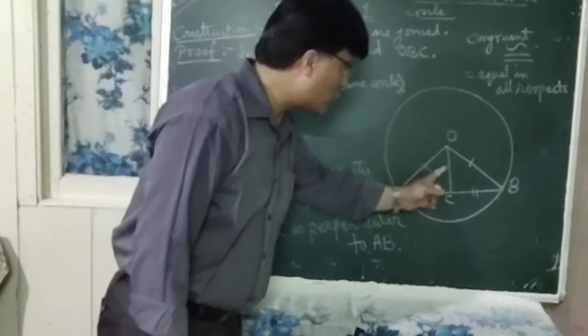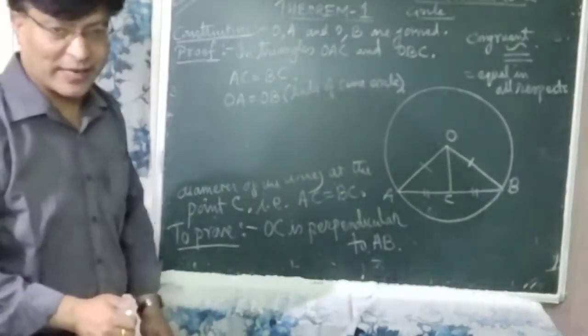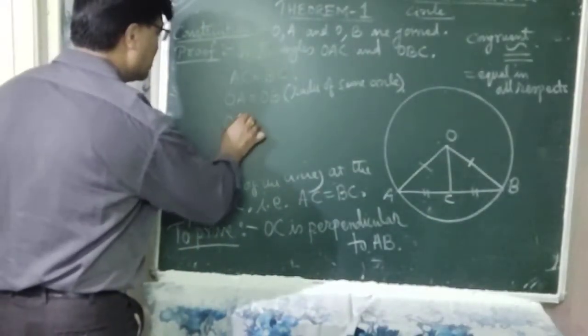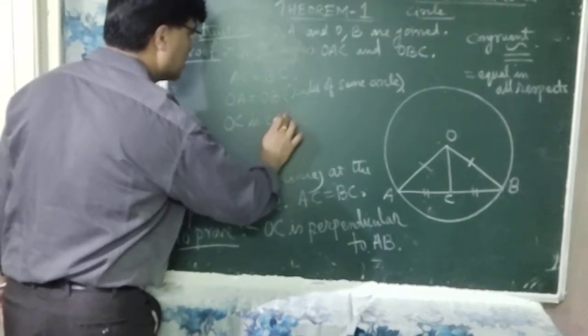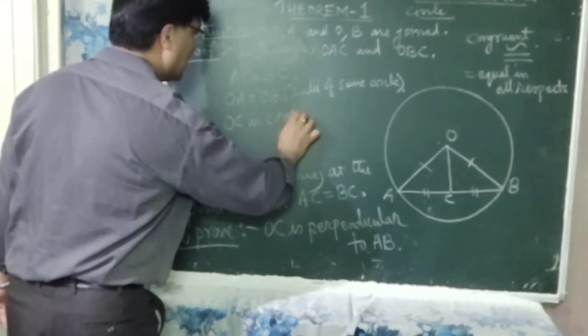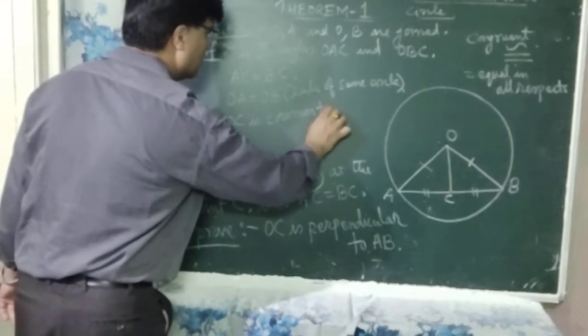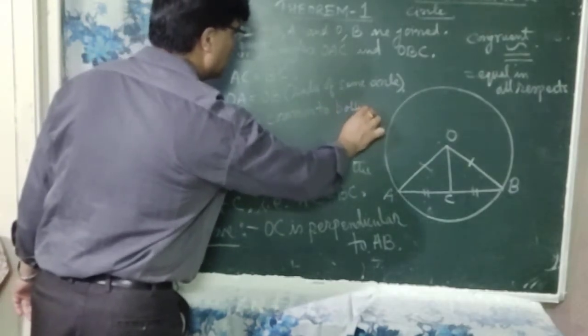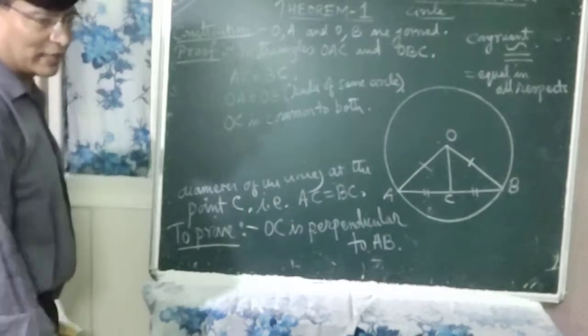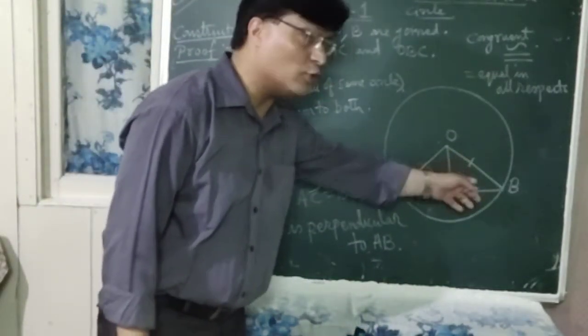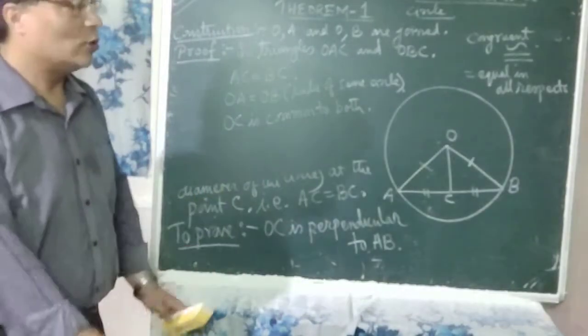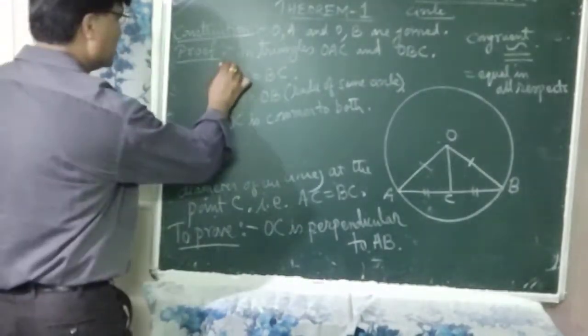And this OC is common to both this triangle, isn't it? So OC is common to both. That means OC is common to both the triangles. This OC is for this triangle and also for the other OBC triangle. That means OC is common to both. So these are the three reasons.